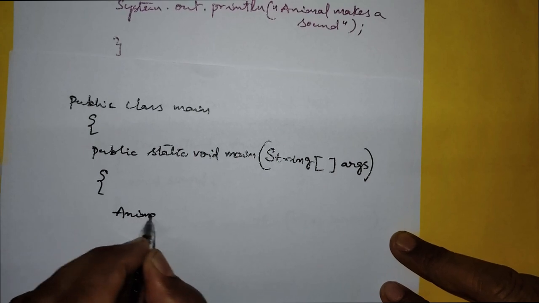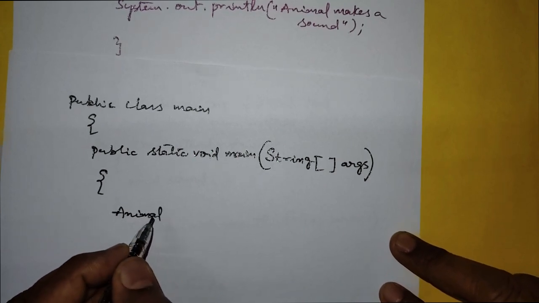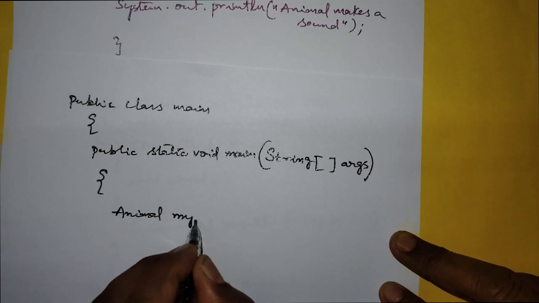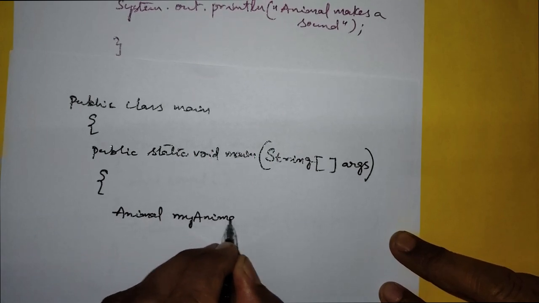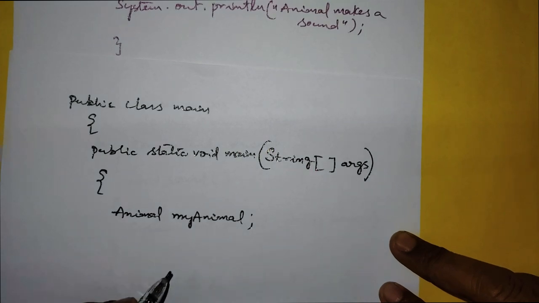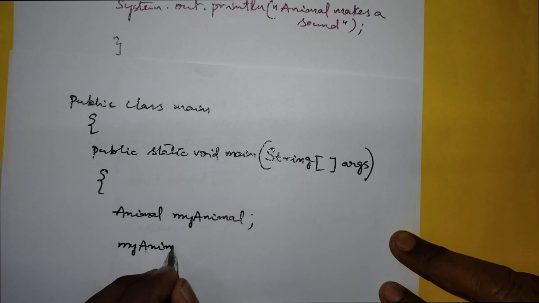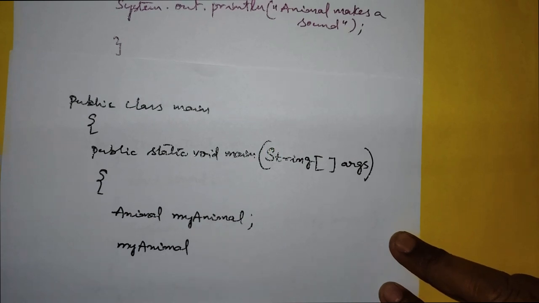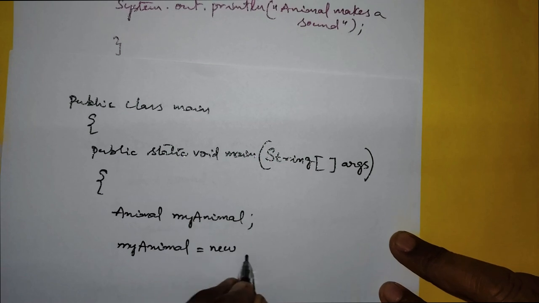Animal. We are going to create a reference of type Animal, that is the small-letter myAnimal. Now for myAnimal, we are going to create an object, one by one. myAnimal is called the subclass. What is the subclass? New Dog. This new is the keyword for creating the object.